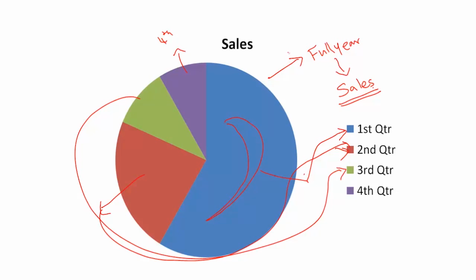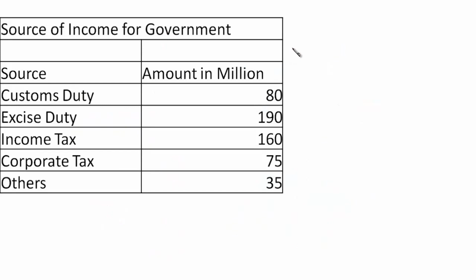Let us take an example to understand the pie chart in a better way. You have this information: source of income for the government. There are 5 different sources coming in the form of taxes and duties. Customs duty 80 million, excise duty 190 million, income tax 160 million, corporate tax 75 million, others 35 million. Now the government is interested in seeing all the sources in one single diagram, each conveying its share of the total income contribution, because we are interested in knowing which is contributing more.